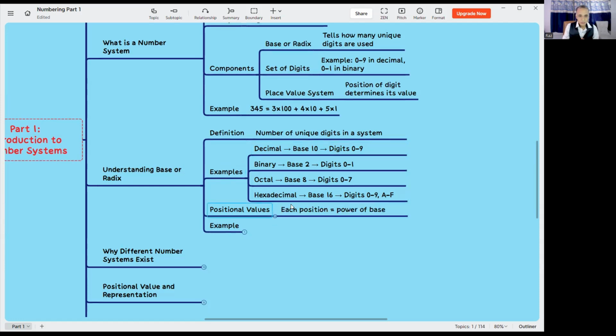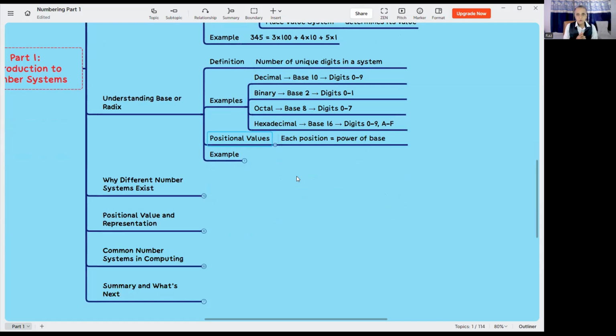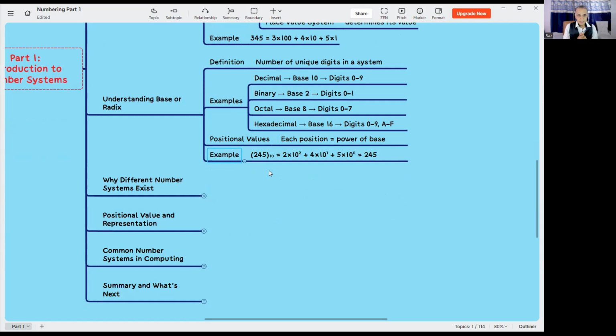Similarly, we have positional value. Each position is equal to a power of the base. What do we mean by that? Take 245. How do we get the value? 5 into 10 raised to 0, 4 into 10 raised to 1, 2 into 10 raised to 2. So 200 plus 40 plus 5 is equal to 245.